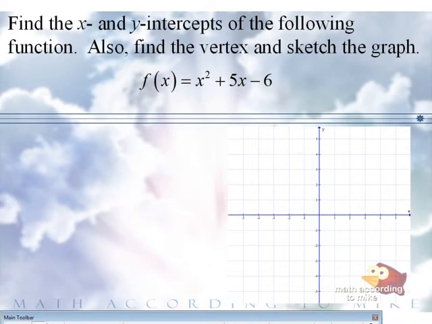Find the x and y intercepts of the following functions. Also find the vertex and sketch a graph. Let's start off with your x-intercepts. We're going purple. So we're going to set that function equal to 0.